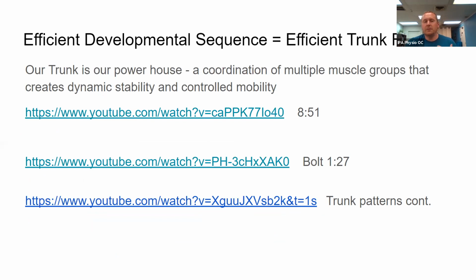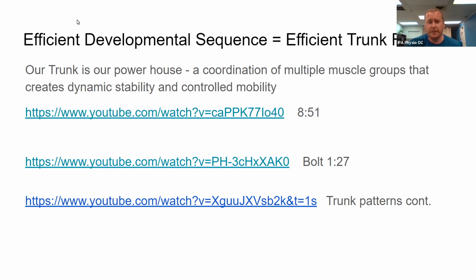So what is really the ultimate outcome of our developmental sequence? Well, it's to develop an efficient, coordinated trunk, which is our powerhouse. If you think of your glutes, your abdominals, your back muscles, all these muscles that live underneath the big muscles, those are the things that we're trying to build and integrate together.